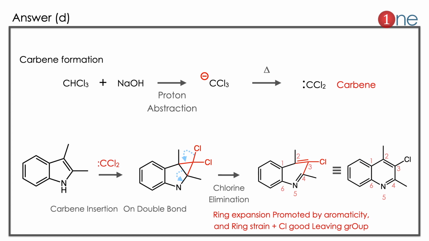Here you have to know two things. One is the carbene formation by chloroform and base and ring insertion. If there is a double bond, definitely ring expansion occurs.